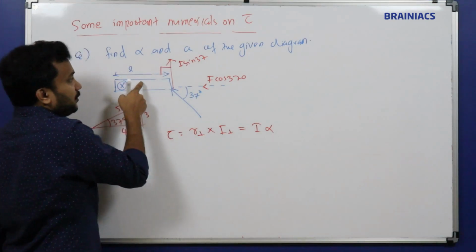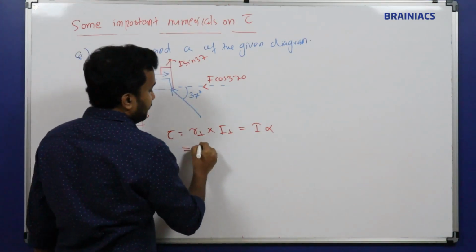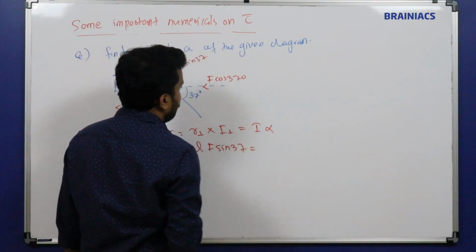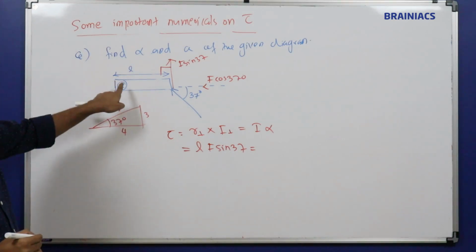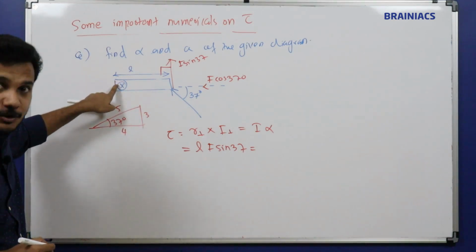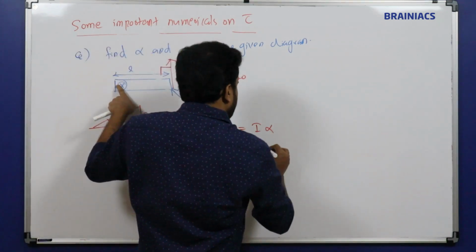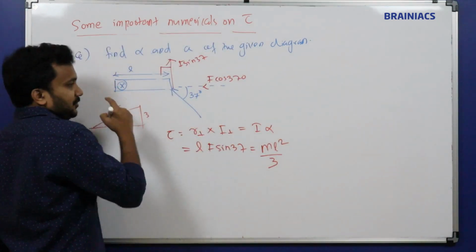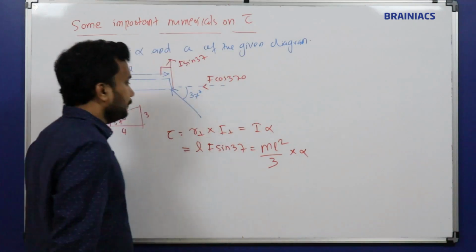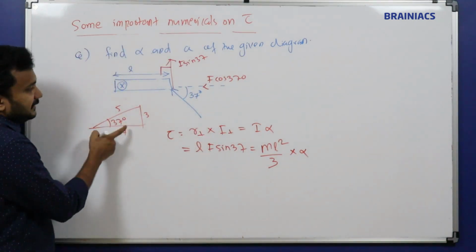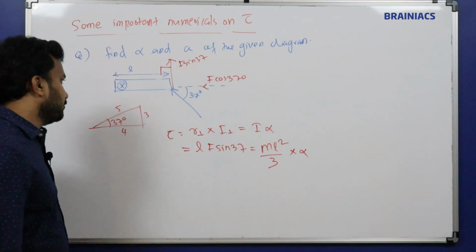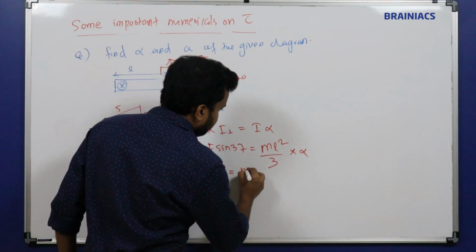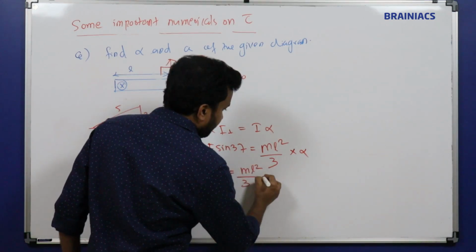In the previous problem, our hinge was at the middle, now it is here. So the length into F sin 37 is equal to I into alpha. Where do we get the I value? We have to calculate it over here. So what is the I value over here? At one edge, mL square by 3, the moment of inertia about the hinge, into alpha. F sin 37 means opposite side by hypotenuse, so it's 3 by 5. So L F 3 by 5 is equal to mL square by 3 alpha.